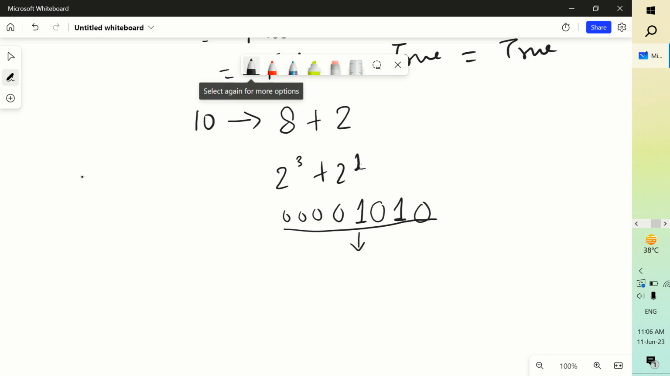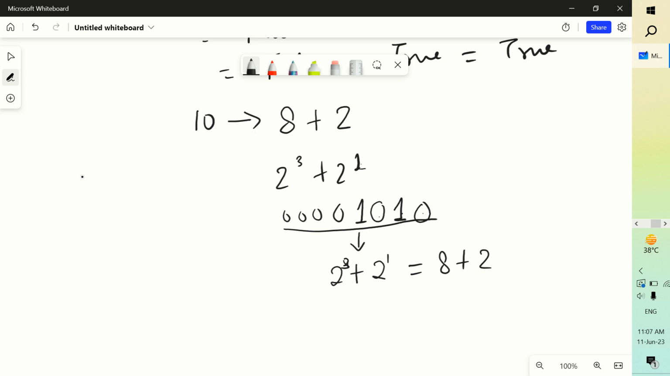So at fourth place it is 1, so I'll write 2 raised to the power 4, plus at second place it is 1, so it is 8, plus 2, 0 1 2 3, sorry, it is at third place, so it starts from 0. It is the 0th place, first place, second place, third place. So at third place it is 1, so we'll raise 2 by 3, and at first place it is 1, so 2 raised to the power 1.